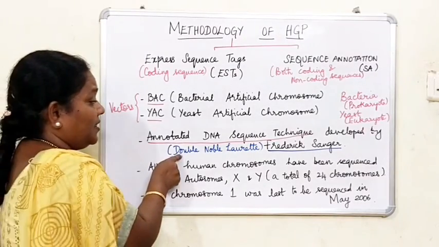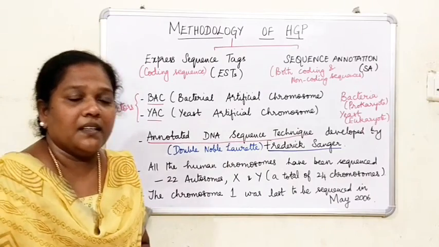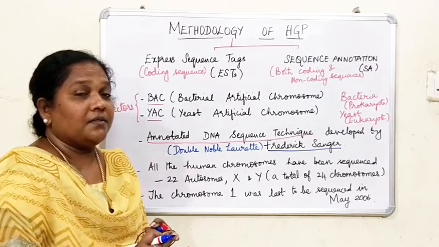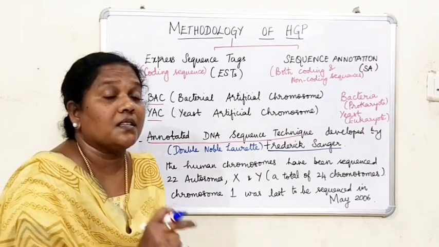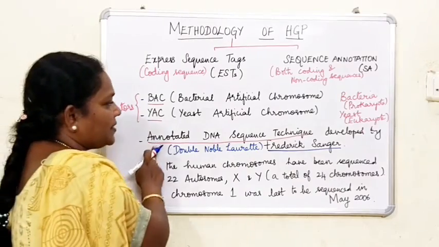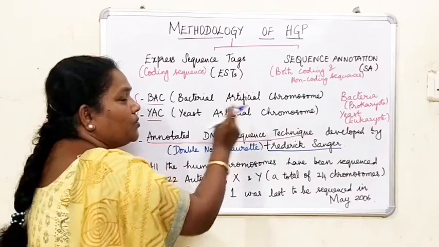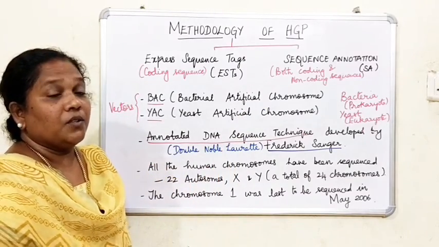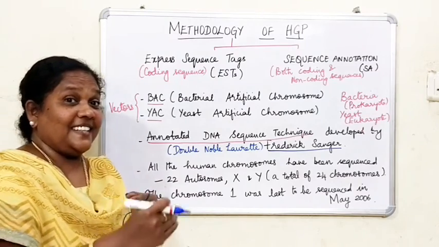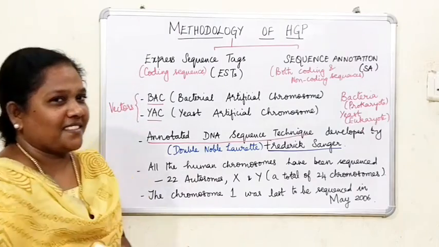So double, right? One Nobel Prize he got for sequencing the DNA. For DNA sequencing, one Nobel Prize. The next one was for studying the insulin structure. So he is called a double Nobel laureate. So this annotated DNA sequence technique was developed by Frederick Sanger. This technique was used here to make DNA sequences, and these annotated DNA sequences are used for computerized programs.